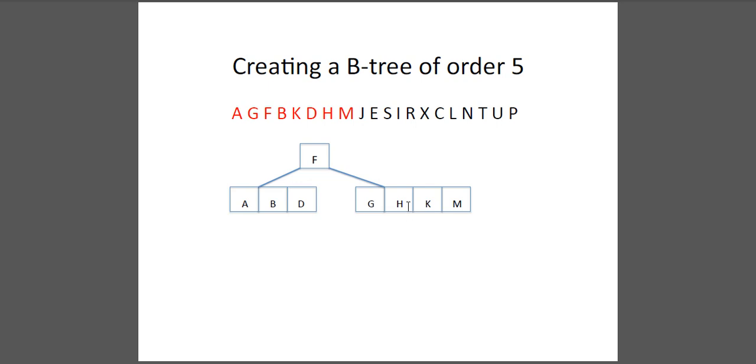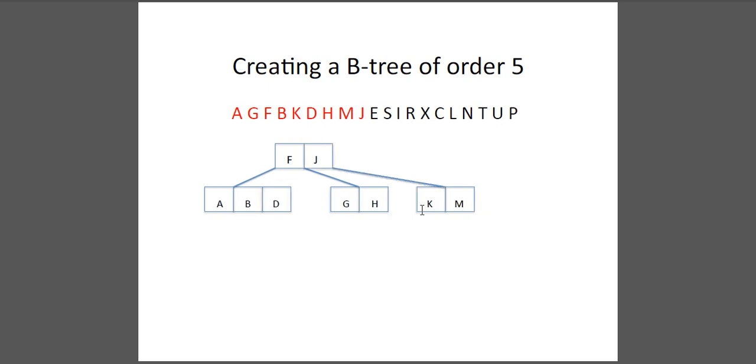right? But this node already contains 4 values, so if you place J here, the number of values will be 5, which will violate the property of the B tree. Hence you have to split in the middle of the node. So J is the middle value, so you can split like this.